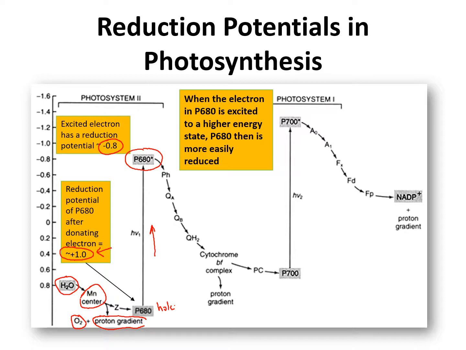Now, when the electron in P680 is excited to a higher energy state, P680 is more easily reduced. This is really the take-home of that starting process in photosynthesis, right? Excite an electron, create a hole. P680 then can be reduced, or in other words, can pick up an electron. In this case, it can pull it from water. Very cool stuff.